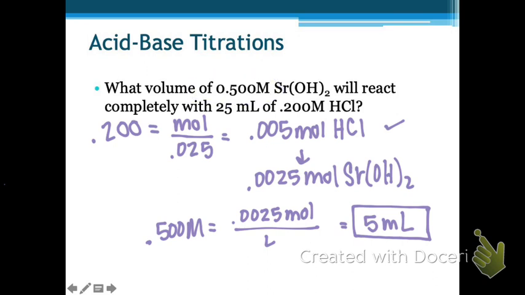Okay. Yeah, the reason we have to divide by 2 here is because if I think about it this way, I need twice as much HCl, or I only need half as much of my base, right? So I've got to divide that by 2. So I came up with 5 milliliters. I don't know if that's what you guys had as well. Okay.